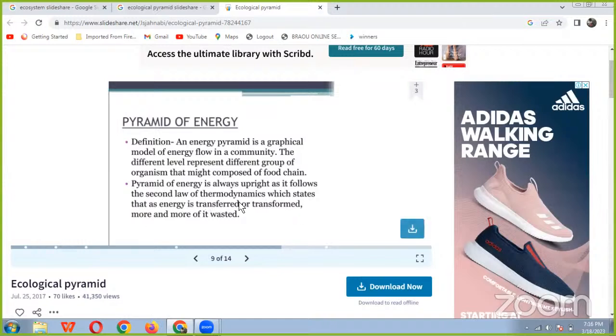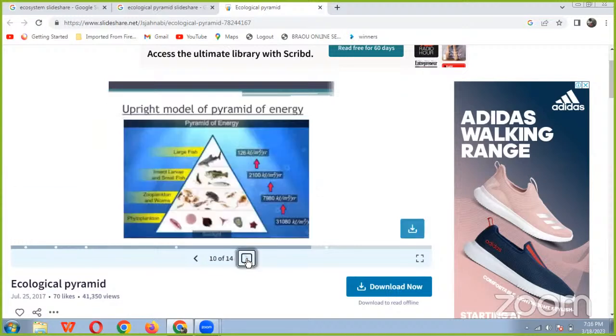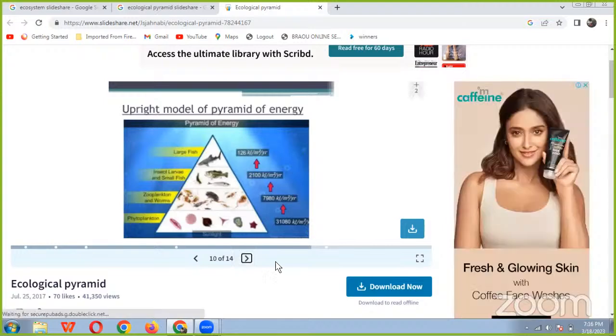The pyramid of energy is always upright. That follows the second law of thermodynamics. Energy is transferred from one level to another level, and as energy is transformed, more and more is wasted. That is the upright model of the pyramid of energy.